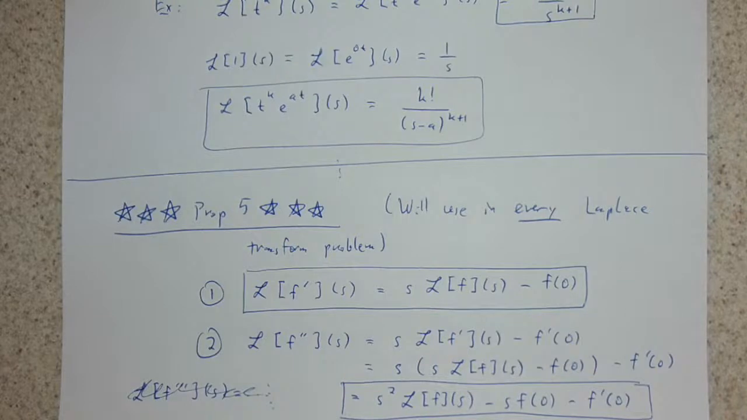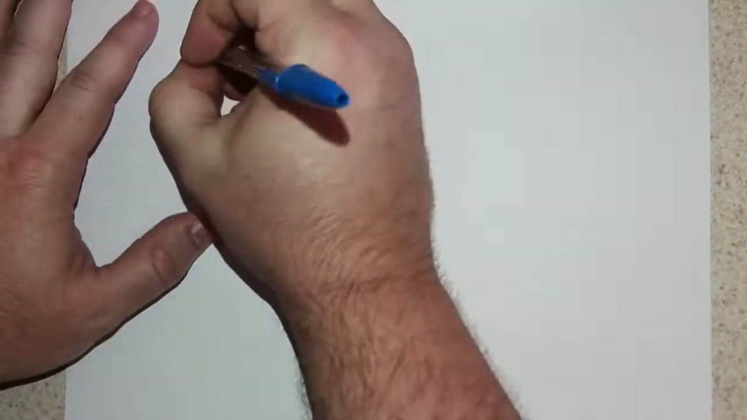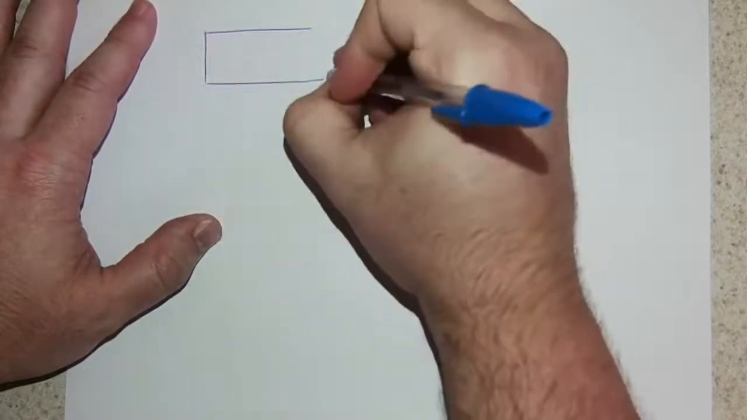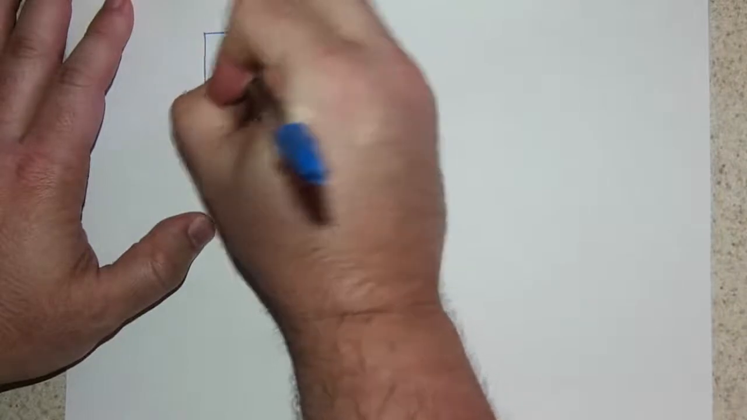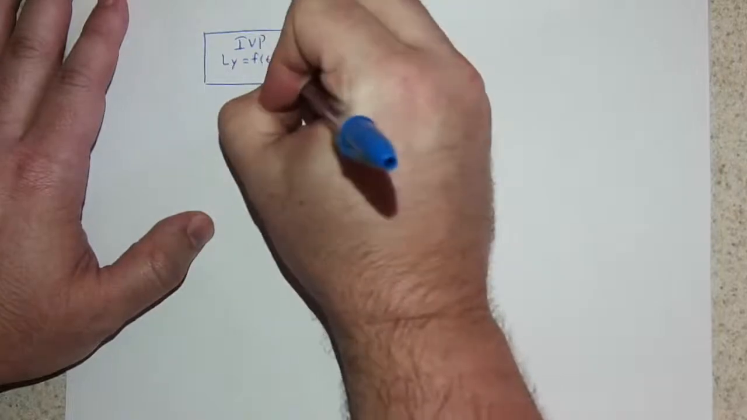Now, this is extremely important because this is going to show us how we are going to be able to solve these problems involving Laplace transforms. So how does this work? As I drew this picture last time, this is a very important diagram because this really explains what is going on with these problems. So I have an IVP. That IVP is a differential equation L of y is equal to f of t plus initial conditions, right?